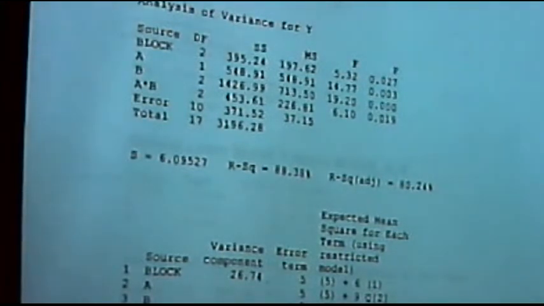But when we did one example in class, we assumed that block was fixed. When we do a randomized complete block, yeah, we assume that block was fixed. It's probably true that that happened in an example or two.